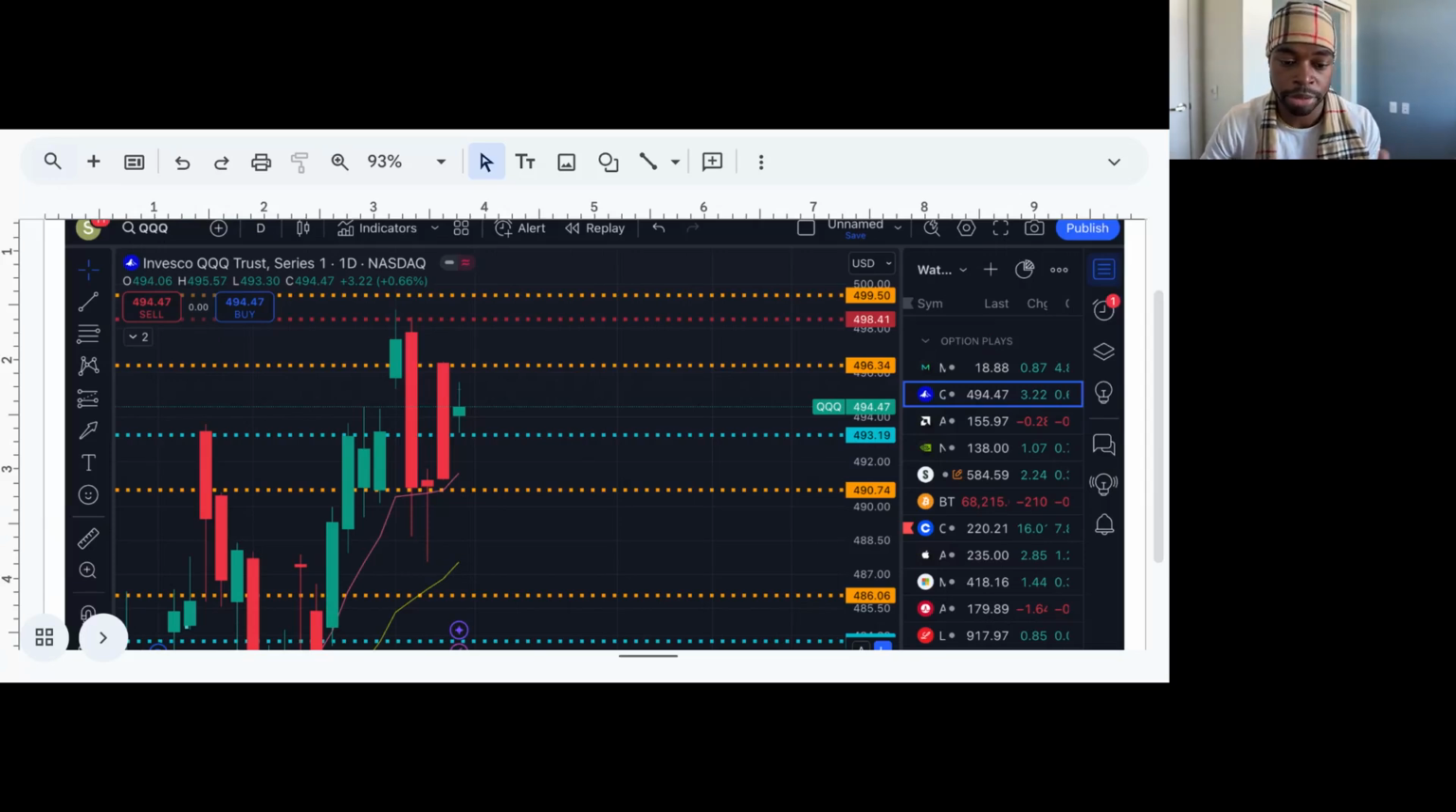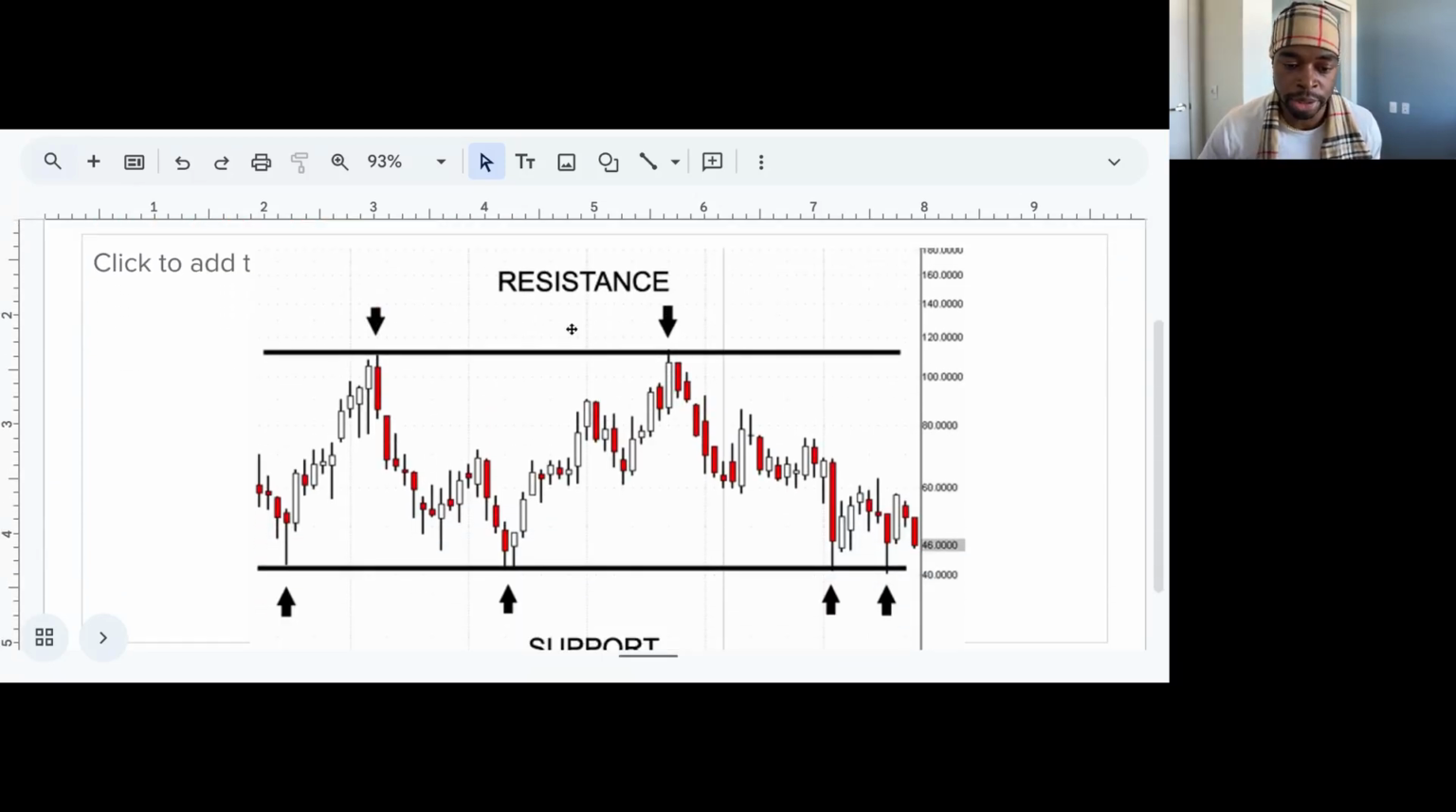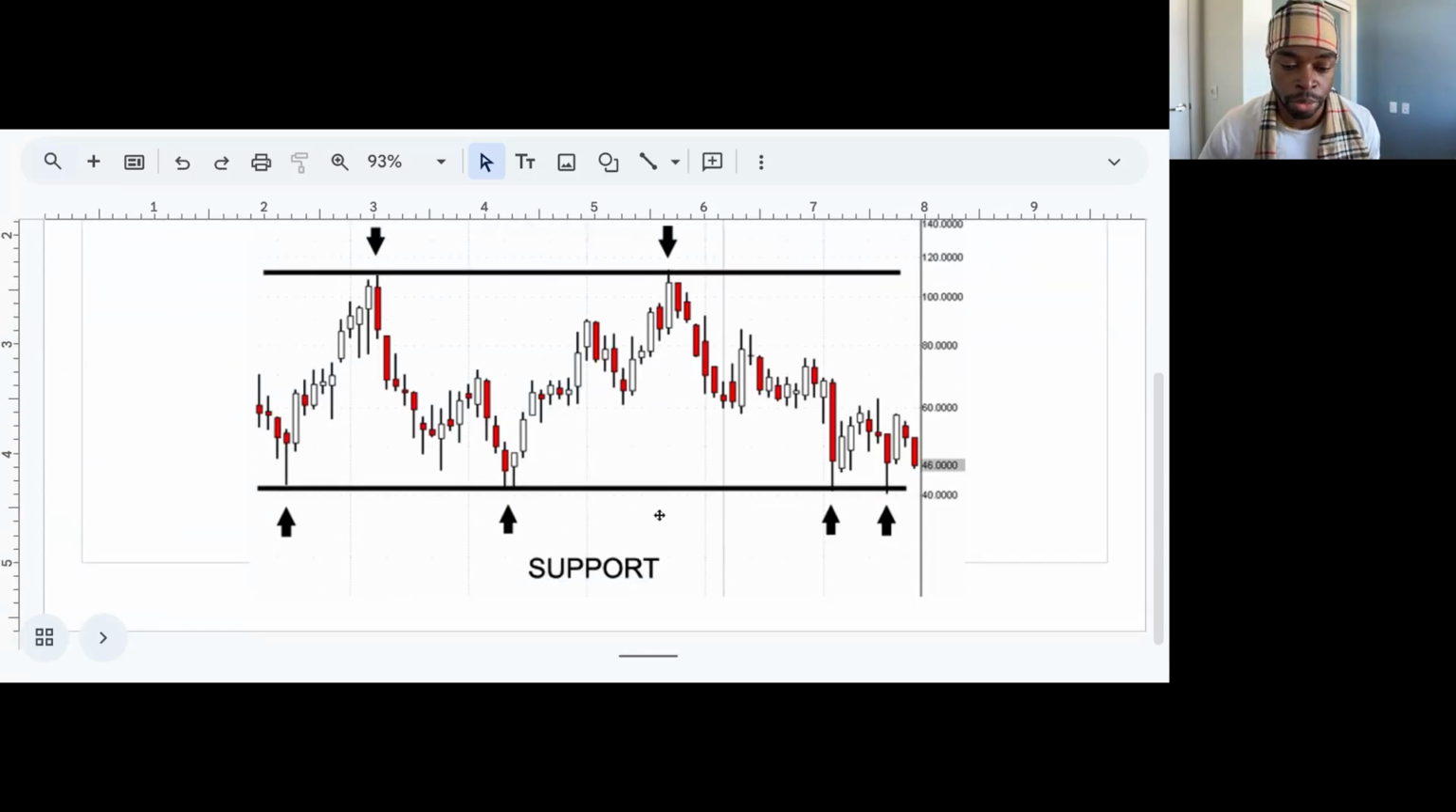And here's some examples of how I draw key levels. Most of these key levels are support and resistance. Resistance is the area above highs. It's one line. It's pretty much a point where stocks do not trade above, or where price action does not go above. Support would be the area where price action does not go below.